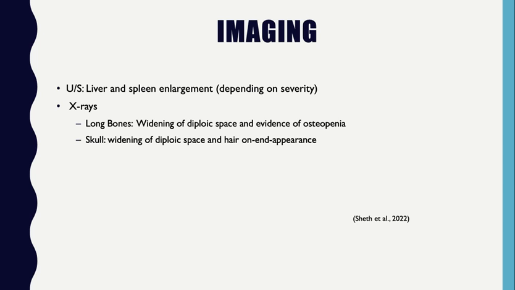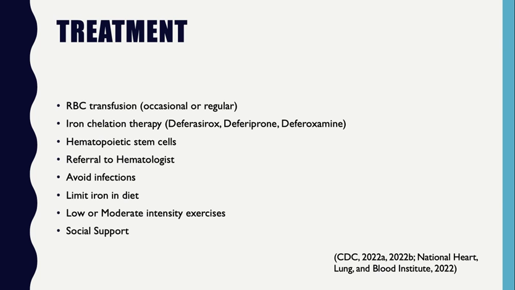The x rays, your long bones and your skull bones are going to present with that widening of the diploic space relating to that bone marrow enlargement as well. But the skull specifically, you're going to see a hair on end appearance. It's called this because the skull bone literally looks like there are little hairs standing up on it, and it's illuminated a little more brightly. So that is a pretty specific indicator as well.